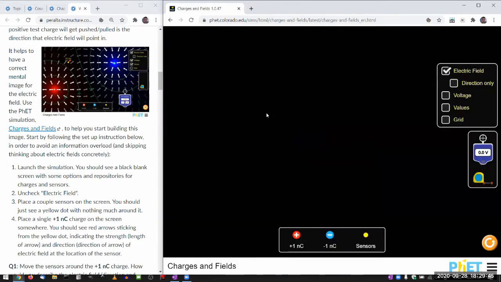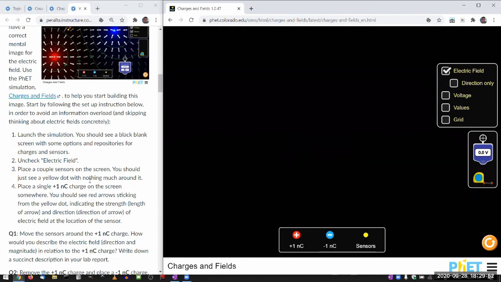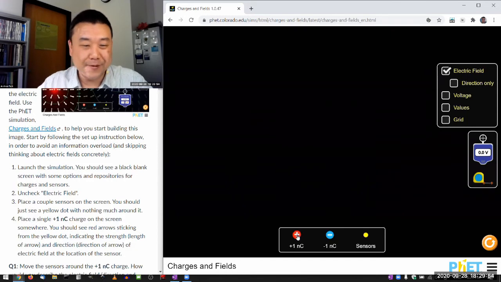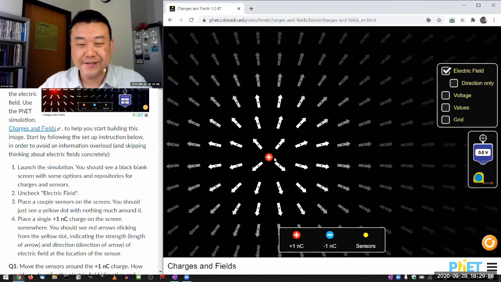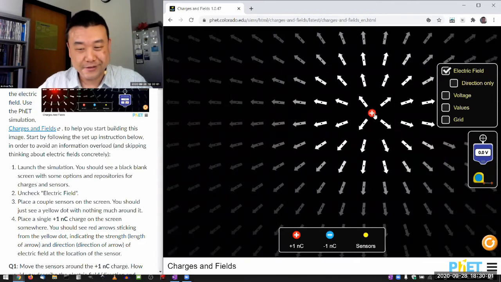All right, so it says uncheck electric field. You don't have to uncheck it. You can just place the charge and move it around and see what that does. There's no harm in that.